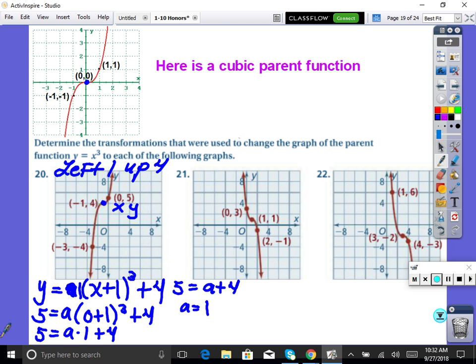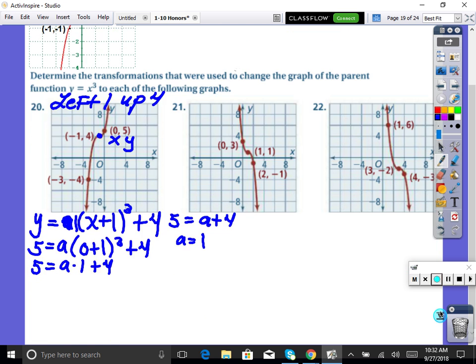Okay, one more like that. There's just one more like that right here. So you'd say, okay, my new 0, 0 became this point right there. So it was shifted right 3, down 2. So we'd say, okay, so y is equal to A times right 3 would be x minus 3 cubed, and then down 2 would be minus 2.